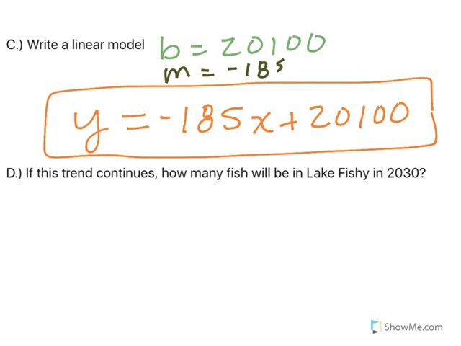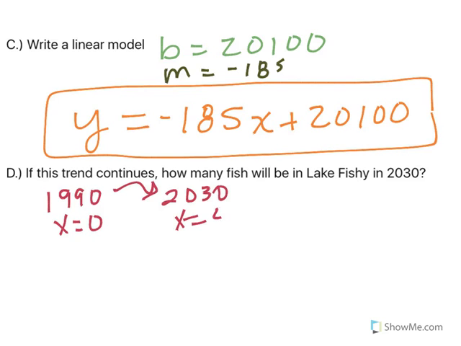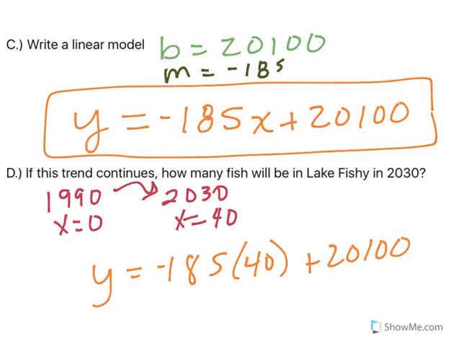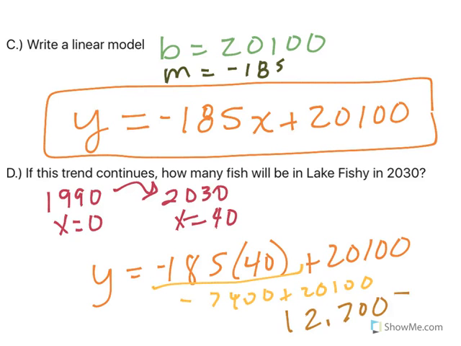Now if you look at letter D, if this trend continues, so we're going to assume that we continue to lose 185 fish a year, how many fish will be in Lake Fishy in 2030? Remember, in 1990 we had x equals 0. So in 2030, there's 40 years difference, so x is 40. So y equals negative 185 times 40 plus 20,100. Multiplying gives negative 7,400, add the 20,100, and together we have 12,700. So if the trend continues, in 2030 there will be 12,700 fish left in Lake Fishy.